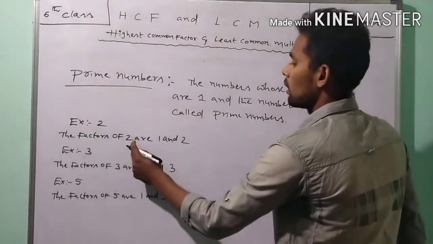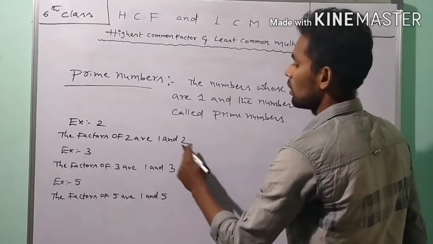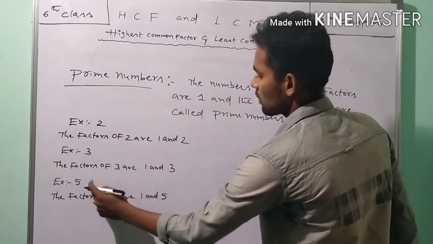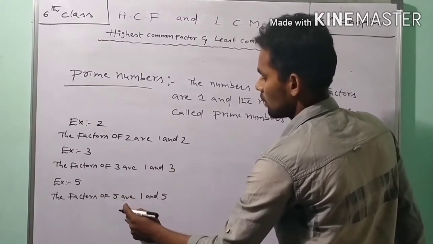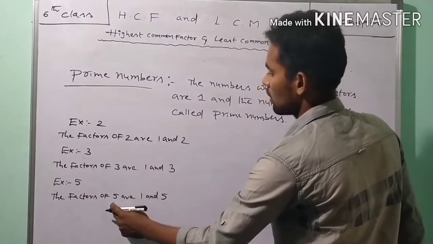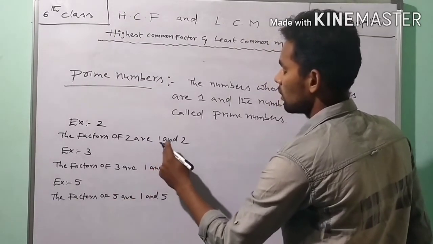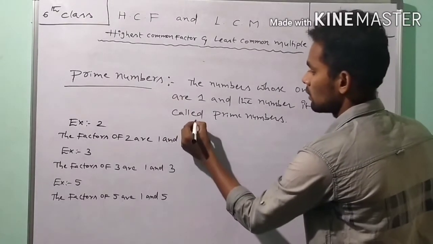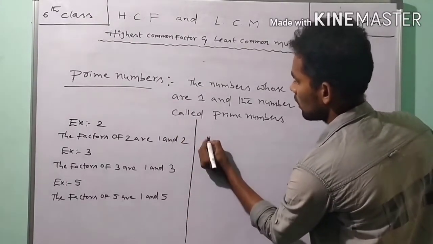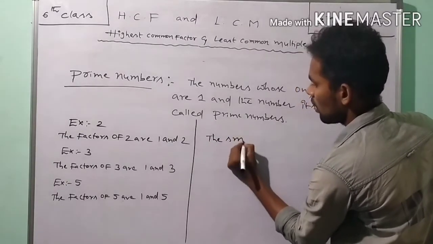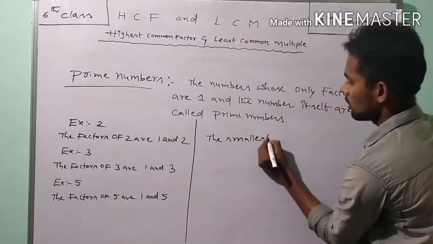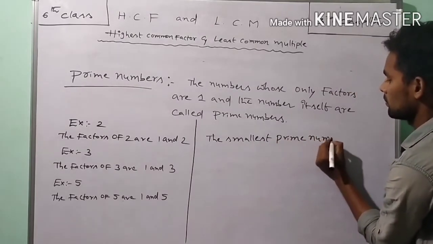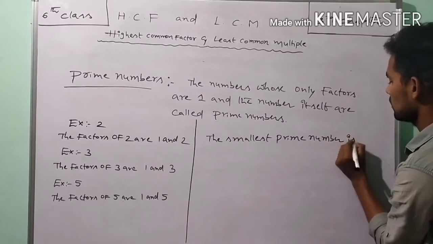Factors of 2: 1 × 2 = 2. Factors of 3: 1 × 3 = 3. Factors of 5: 1 × 5 = 5. Factors 1 and the number itself are called prime numbers. The smallest prime number is 2.